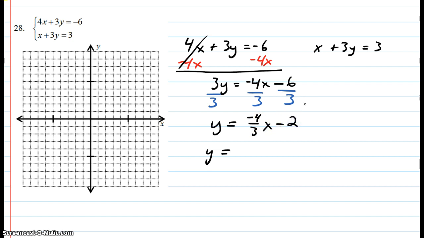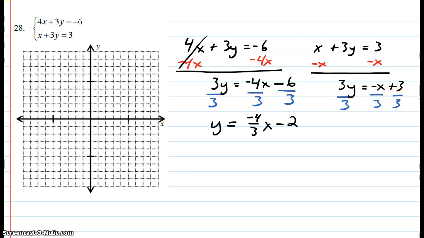Okay, so we'll do the same thing on the other equation. Get the y by itself. So we minus x from both sides. So we have 3y equals negative x plus 3. Get rid of the 3, divide both sides by 3. And now we have y equals, this is just a negative 1, so negative 1/3 x plus 1.